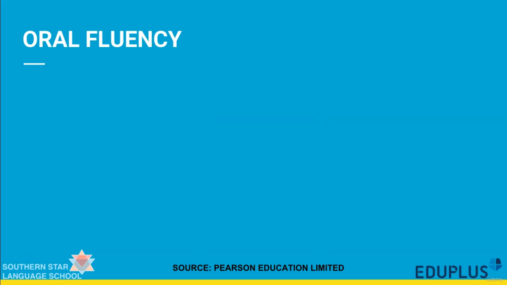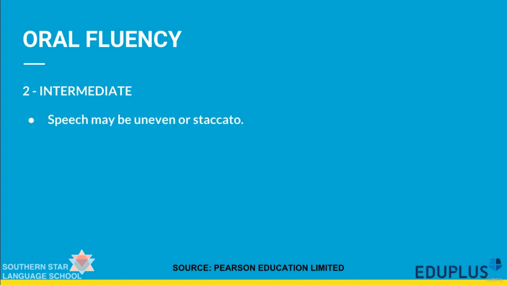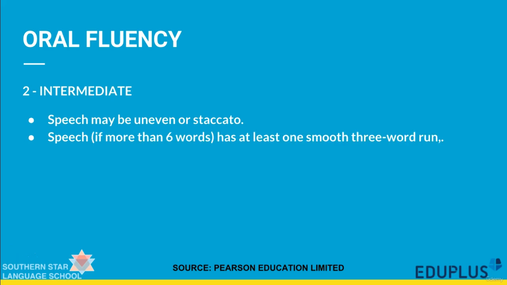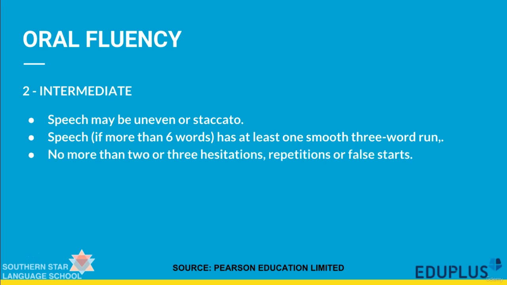A person will get 2 points and have intermediate oral fluency, where the speech may be uneven or staccato. Speech, if more than 6 words, has at least 1 smooth 3-word run and no more than 2 or 3 hesitations, repetitions, or false starts. There may be 1 long pause, but not 2 or more.